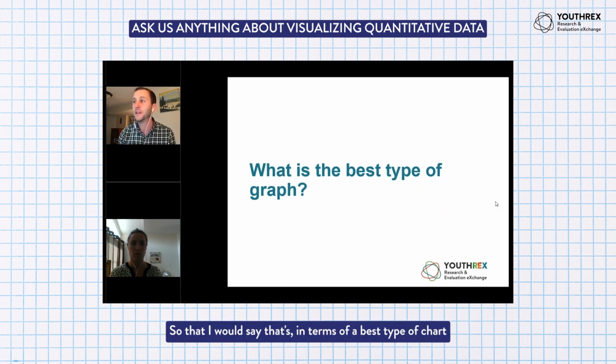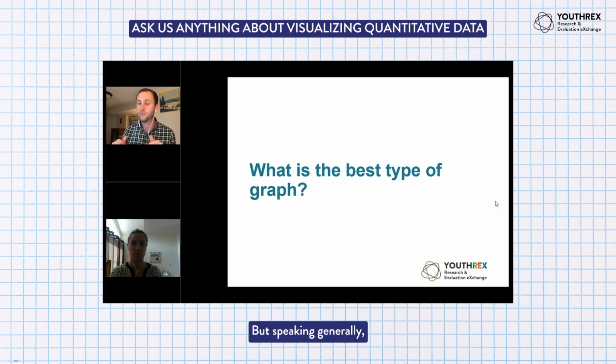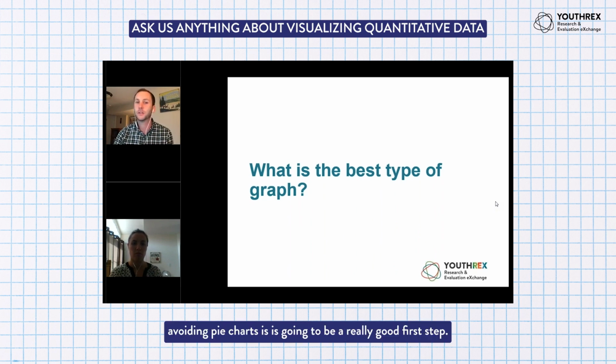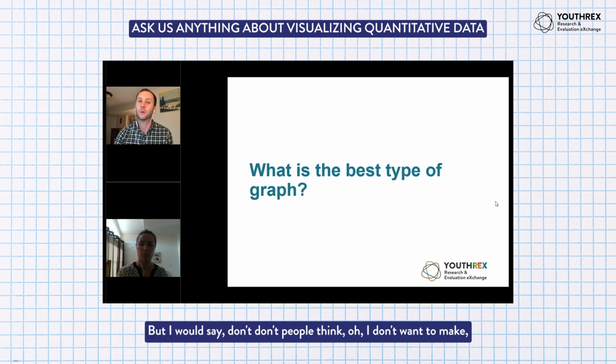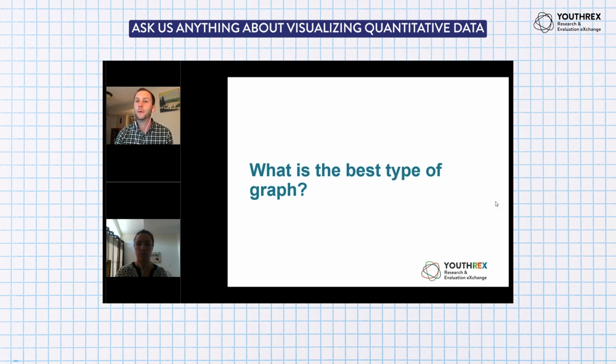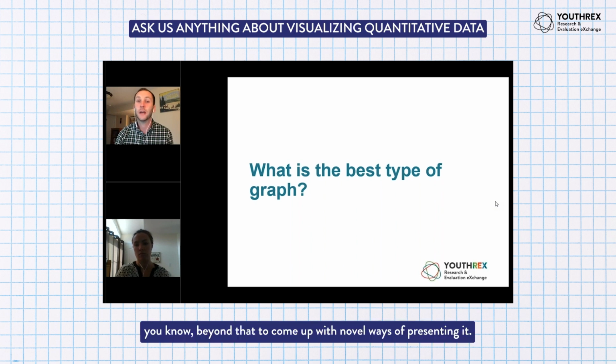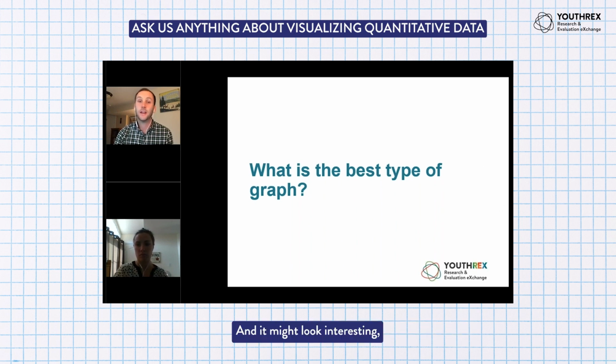So in terms of a best type of chart, no best type of chart, but speaking generally, avoiding pie charts is going to be a really good first step. And again, it really just depends on the type of work you want to do. People think, oh, I don't want to make a boring bar chart or a simple line chart, and often try to go beyond that to come up with novel ways of presenting it. It might look interesting, but in many cases it's not actually that effective in terms of communicating. So I would urge you to be restrained in thinking about the type of charts that you want to use.